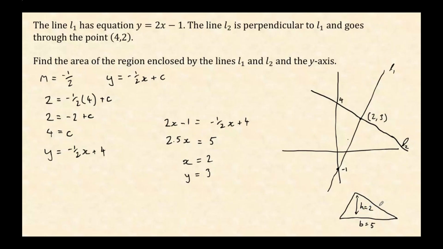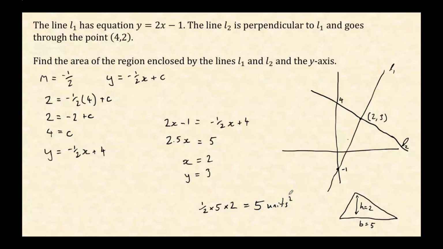Alright, so now we're in a position to solve this because we know that the area of a triangle is half times the base times the height. Now, half times 5 times 2, 5 times 2 is 10, and 10 times a half is 5. So I've got that the area of this region is 5 units squared.